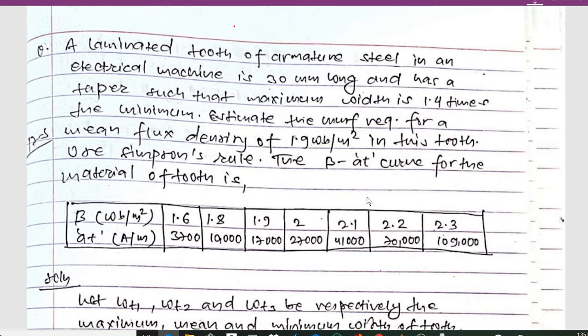Today again I'm back with another important numerical on machine design, and here you can see the numerical on the screen. A laminated tooth of armature steel in an electrical machine is 30 mm long and has a taper such that the maximum width is 1.4 times the minimum. Estimate the mmf required for a mean flux density of 1.9 Weber per meter square in this tooth, and use Simpson's rule.